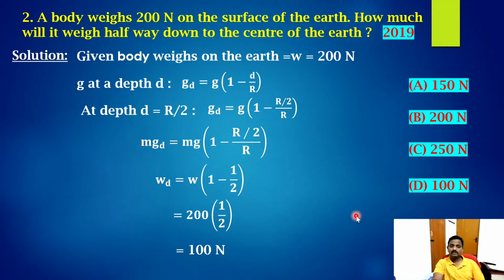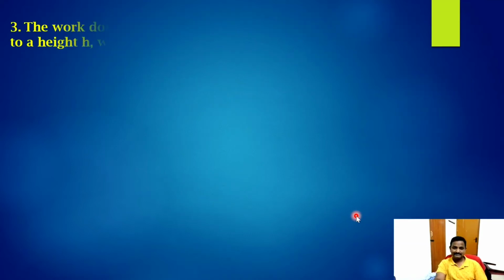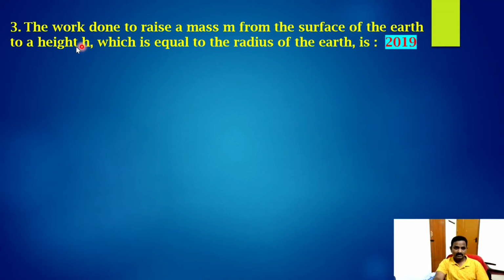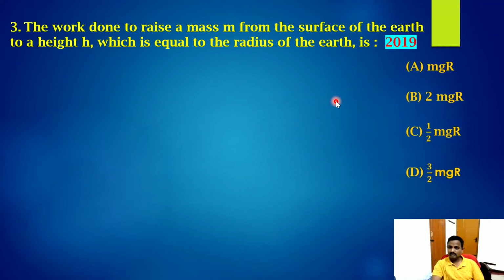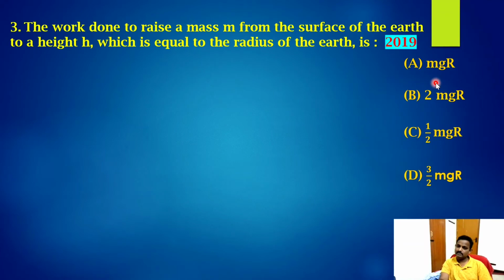Now we will go with the third question. The work done to raise a mass m from the surface of the earth to a height h, which is equal to the radius of the earth, is... it was given in 2019. So here the options: option A mgR, option B 2mgR, option C half mgR, and option D 3 by 2 mgR.